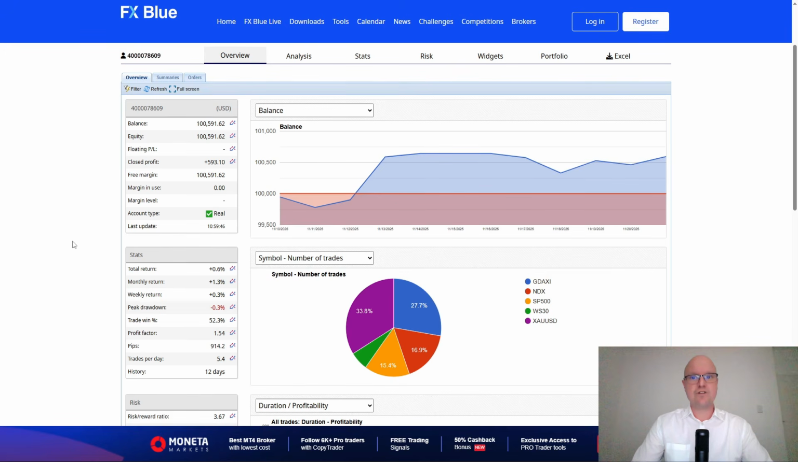Now, my new Darwinex account is still currently in the calibration phase, is the one that we viewed at the start of the video, and it's already up $591.62 with a very maintained drawdown. It currently has a profit factor of 1.54 and a risk to reward ratio of over 3.6.